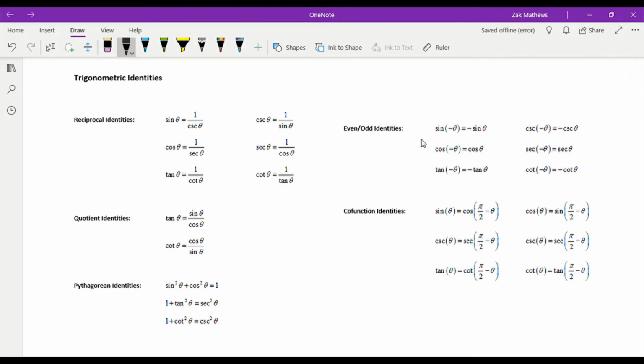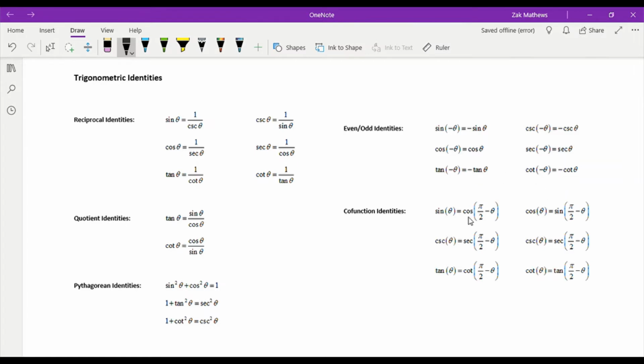And then we have our even-odd identities. Sine is an odd function, so if we take sine of negative theta, it's equal to negative sine of theta. Cosecant is also an odd function. Cosine is the even one of our basic trig functions, so cosine of negative theta equals cosine of theta, meaning secant is also even. Tangent of negative theta is equal to negative tangent theta, so tangent is an odd function, and cotangent is as well.